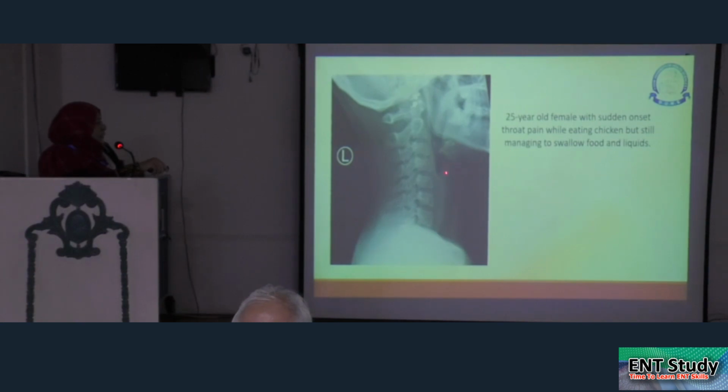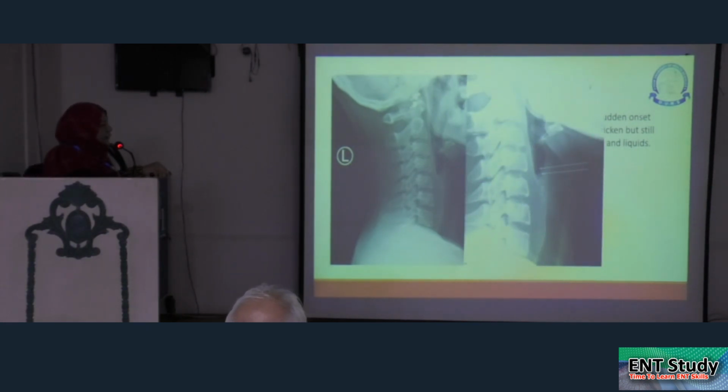This is an X-ray neck of a 25-year-old female with sudden onset throat pain while eating chicken, but still managing to swallow food and liquid. When we see the X-ray, at first look no foreign body is appreciated, but with a careful look we see there is a linear opacity, which on zoom view is clearly seen in the piriform fossa. So this is a foreign body.